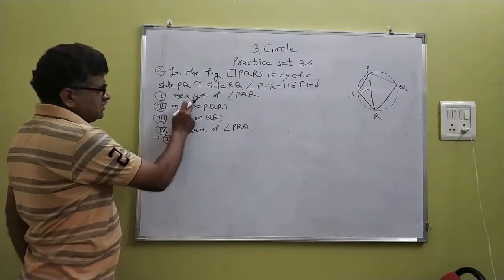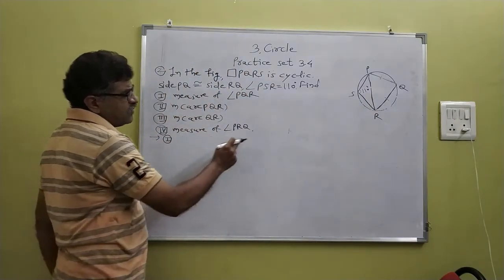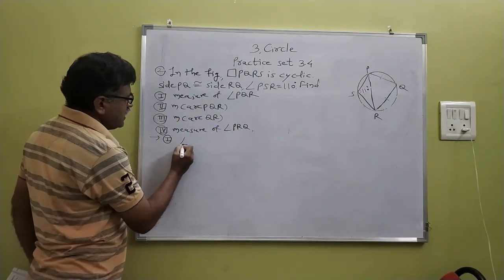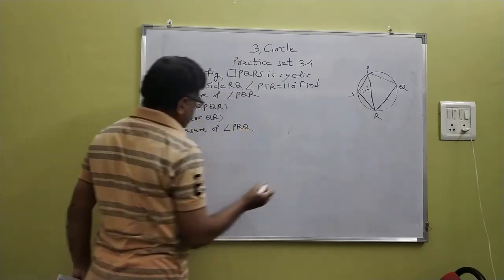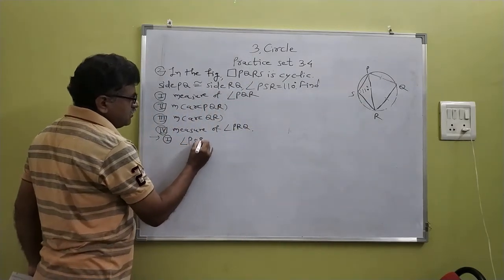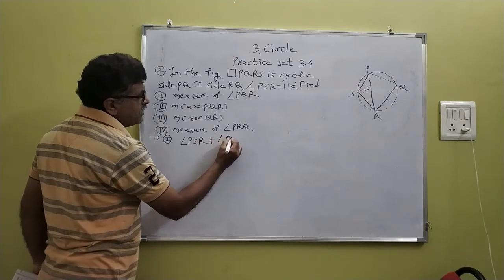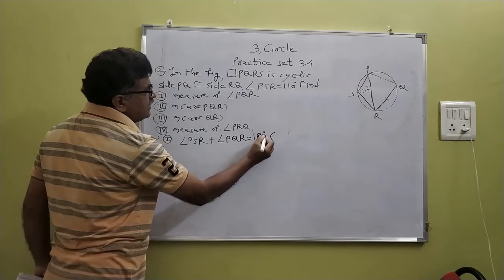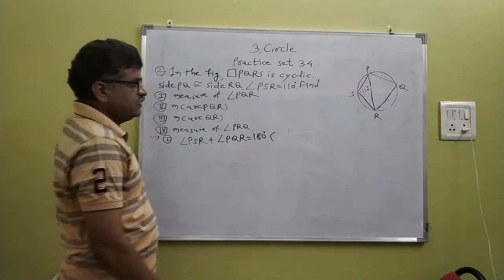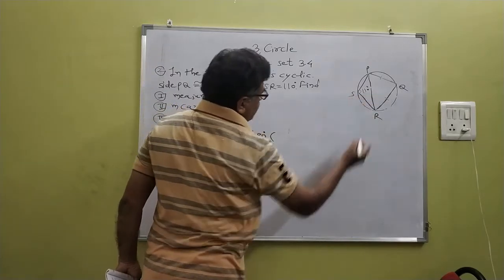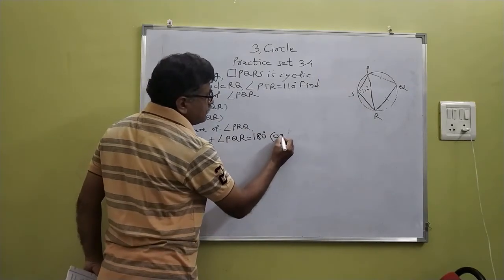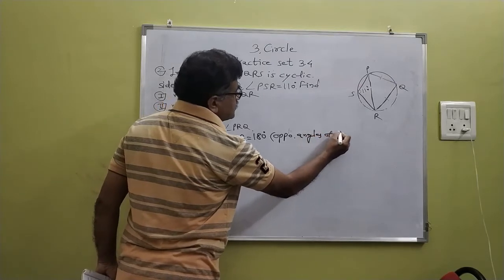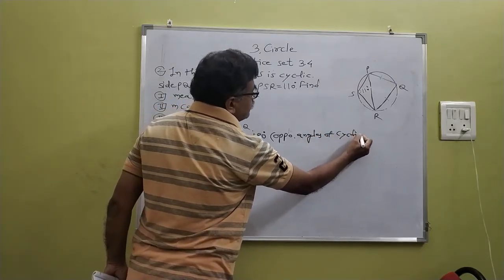Now first, we have to find the measure of angle PQR. Write down angle PSR plus angle PQR is equal to 180 degrees. Write down in brackets: opposite angles of a cyclic quadrilateral.